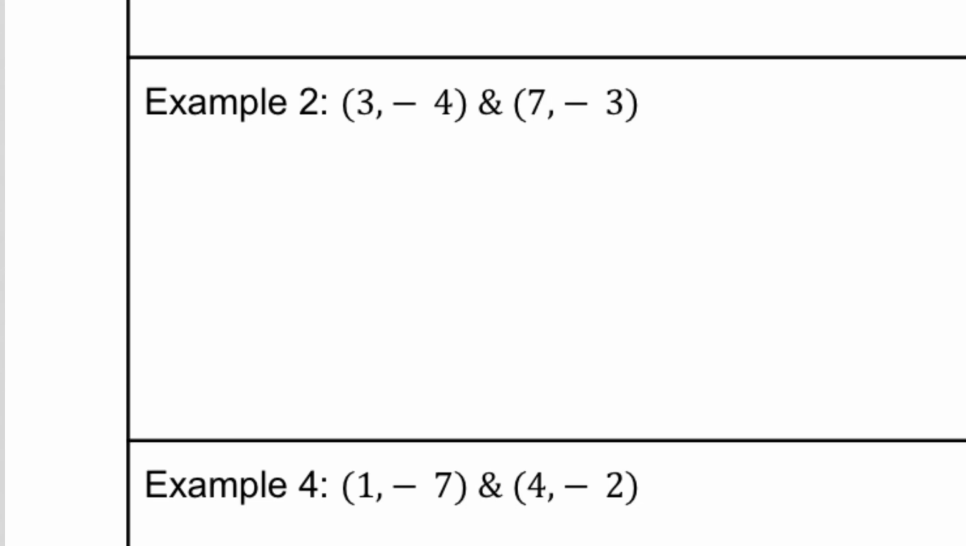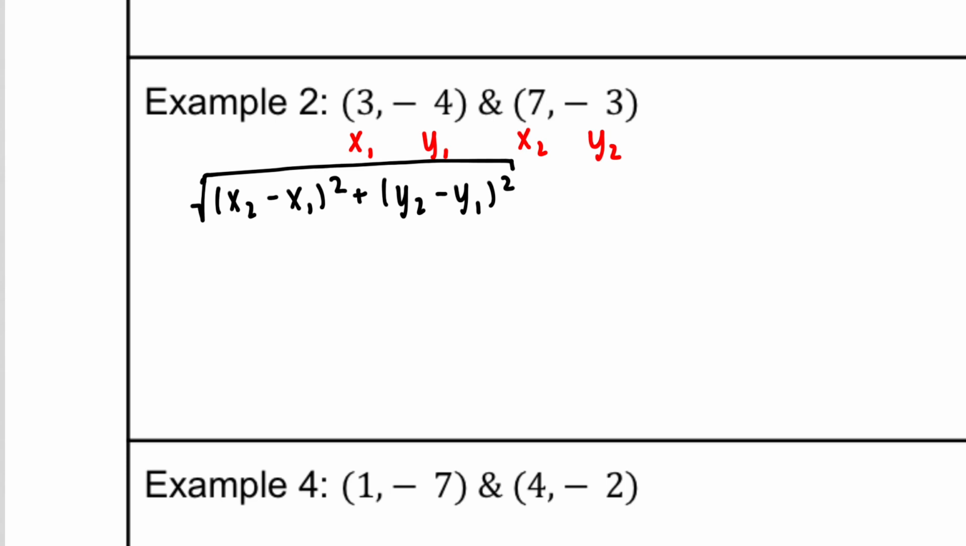Now the next example is a little bit different because we have some negatives in this problem, and that's going to change a couple of things in our formula. I'm still going to label my points. So I have x1, y1, and then I have x2 and y2. I did rewrite my formula as the square root of (x2 minus x1) squared plus (y2 minus y1) squared. And I'm going to start plugging in like I just did on the last example. So for x2, I have 7. So I have 7 minus, and now this is where things get a little weird. I have x1, which is 3, squared, plus my y2, which is negative 3, minus my y1, which is this negative 4.